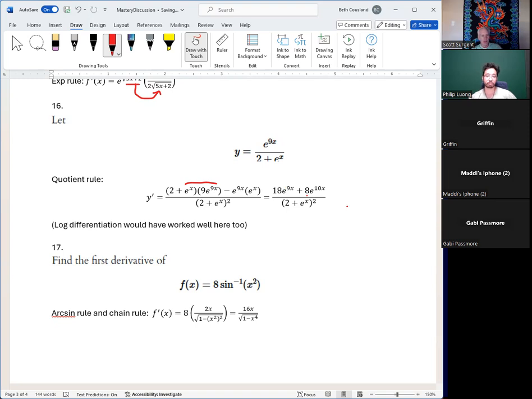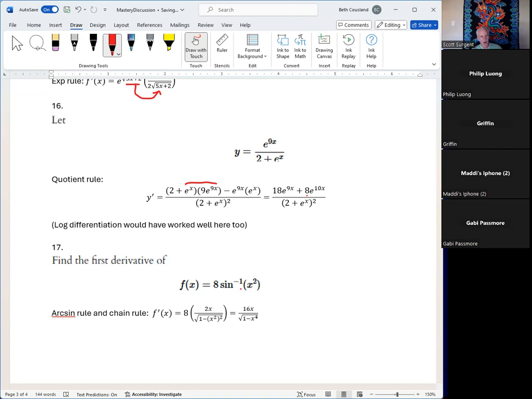Number 17, find the derivative of 8 sine inverse of x squared. You just have to memorize the arc sine derivative. This is going to be pretty common. You're going to see this a lot in Calc 2. The arc sine and the arc tan are really common functions because they pop up a lot in Calculus 2 when you get to series first. That's just the way they show up.